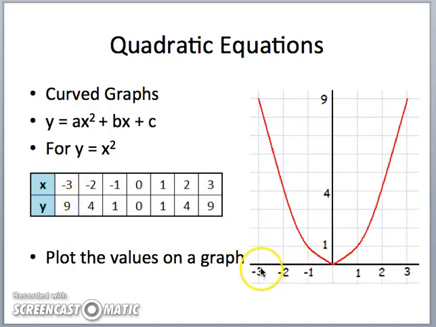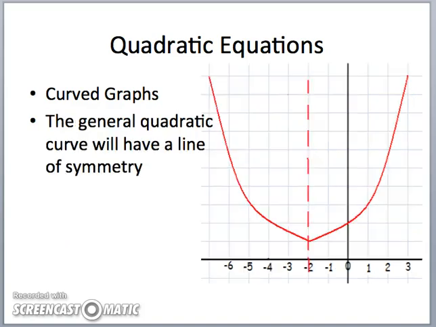Then we can plot all these points on the curve. So the first one, minus 3, 9, then minus 2, 4, minus 1, 1, 0, 0, right through to 3, 3. As you can see, the general shape of this graph is a curve. For a general quadratic equation, it will be a curve like this, either curving up or curving down like this. As you can see, it does have a line of symmetry.